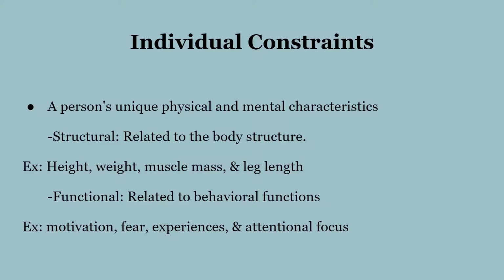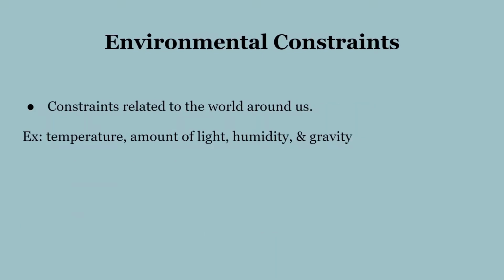And the next type of individual constraint is functional, which is related to behavioral functions such as motivation, fear, experiences, and attentional focus. Those types of individual constraints are internal, versus structural, which is external and has to do with the physical part of our body. And the next type of constraint is environmental constraint.